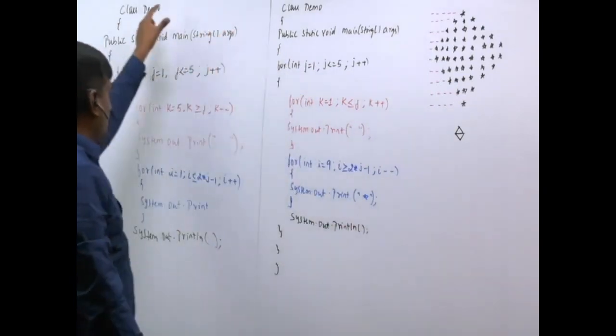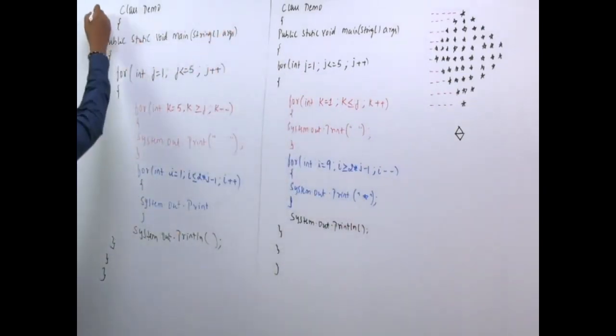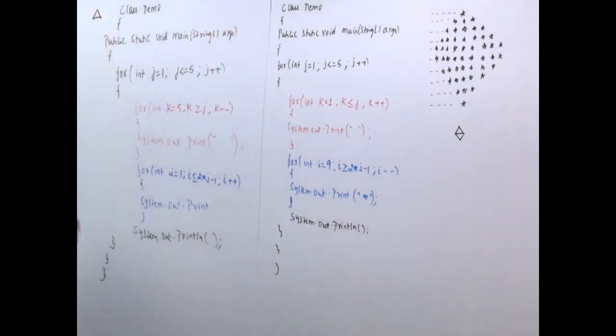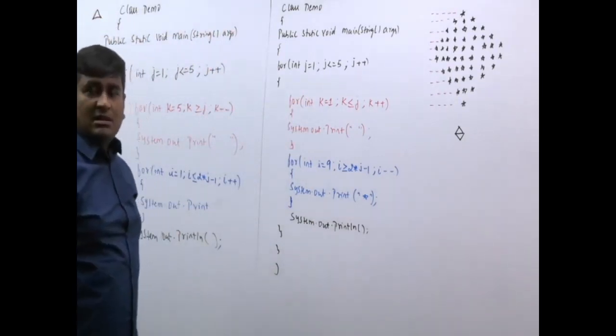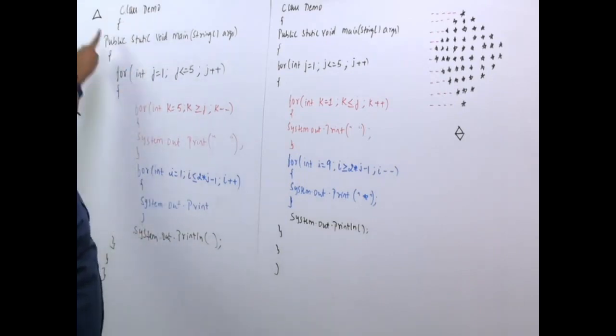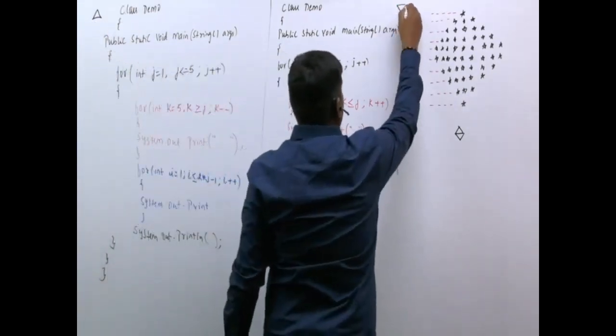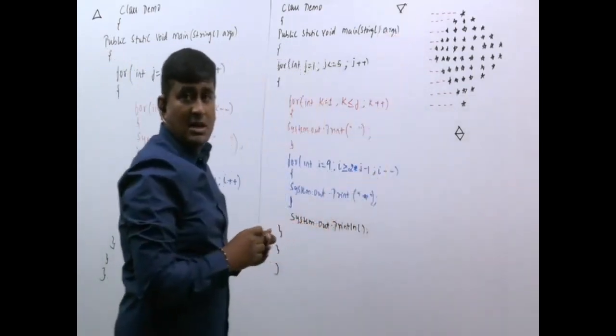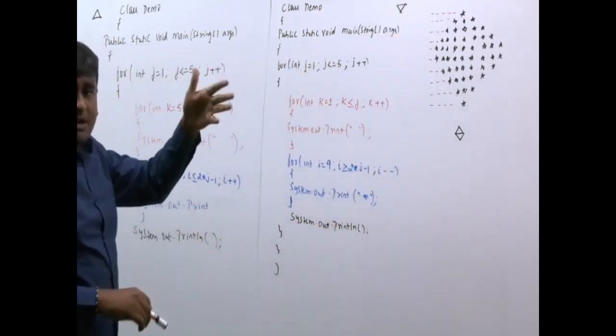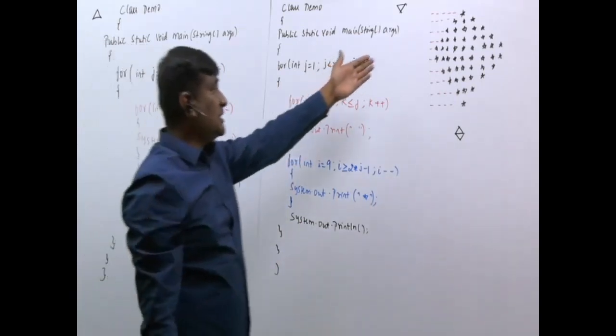So this is the code. This is the code which generates the equilateral triangle like this. You can cross check. Just now we have written this code which generates this equilateral triangle. This is the code which generates the inverted equilateral triangle. But if I execute them separately, separate outputs I will be getting. But I want an output something like this.